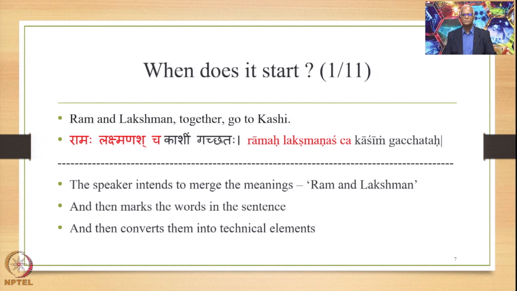And now in this particular meaning, the entire sentence is present, and now words are selected from the Shabdakasha which express these meanings. So in order to express the meanings Ram and Lakshman, Ramaha, Lakshmanascha, these are the individual separate words stored in the Shabdakasha that are selected. And the sentence is also selected in order to express this particular meaning.